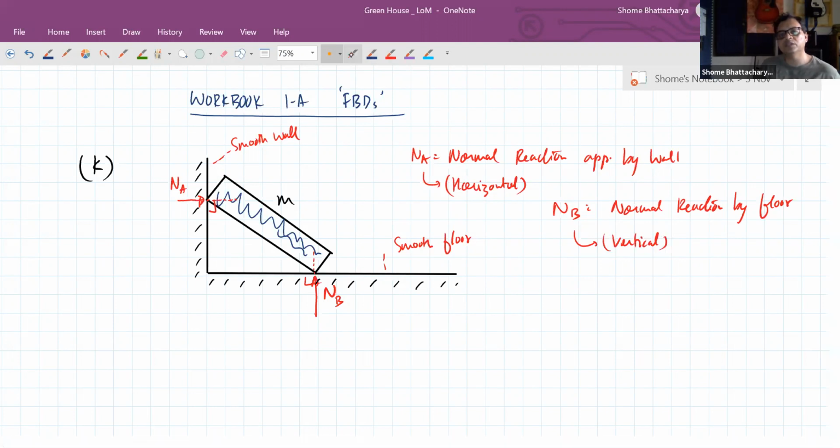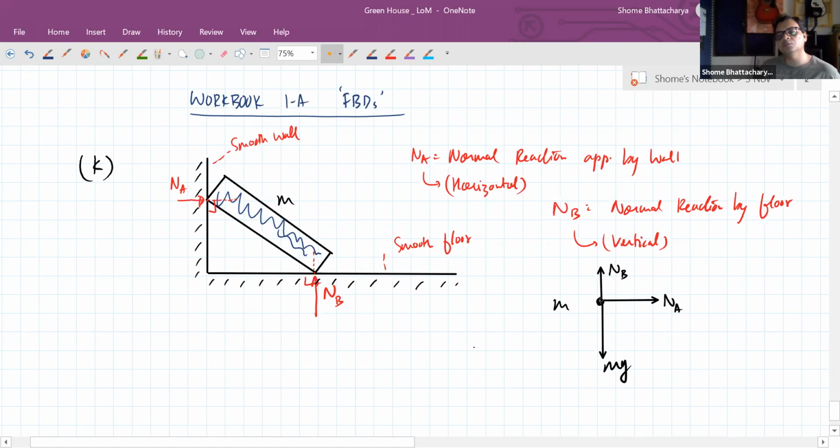So when we make the free body diagram of the block, we'll represent it by a particle. So the forces that we will show on it will be these three: weight, one normal reaction horizontal, one normal reaction vertical. Okay. So this will be NB with NA. So this is the only thing I'm looking for in this test. I don't want any more solving in this. This is the free body diagram. So that's all you are asked to solve for.